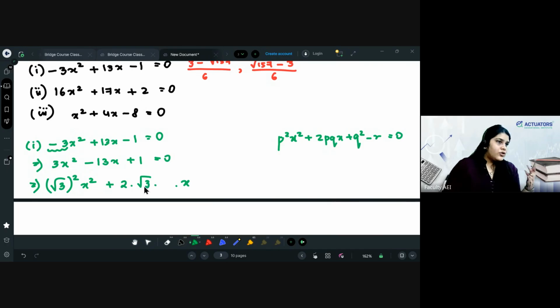Again, now for q, just like for r I said that you don't need to sit and actually calculate what it should be. You can simply do a shortcut. Our final aim is -13 for 2pq. 2pq should be -13. And 2p is already what? 2√3.